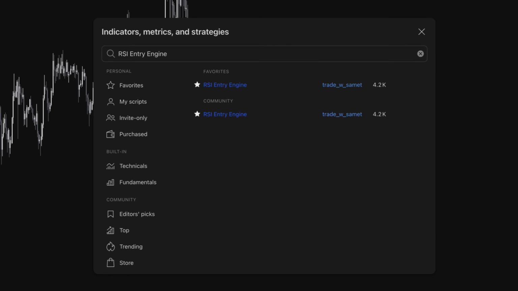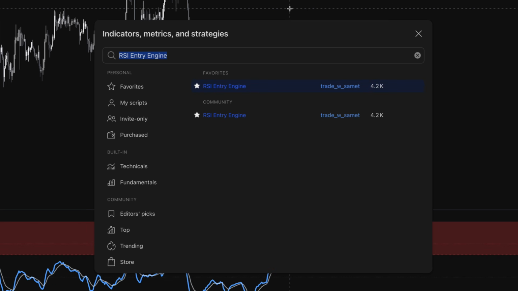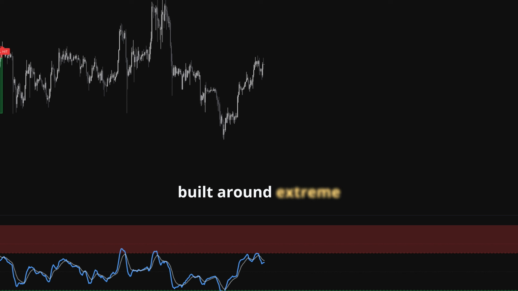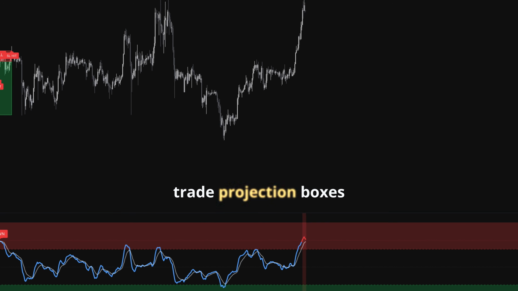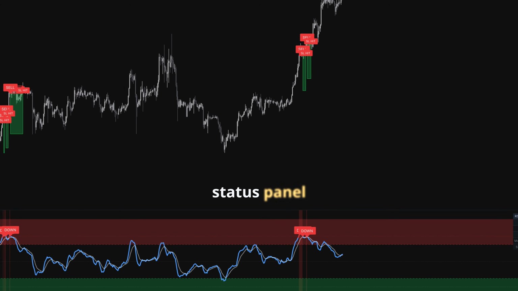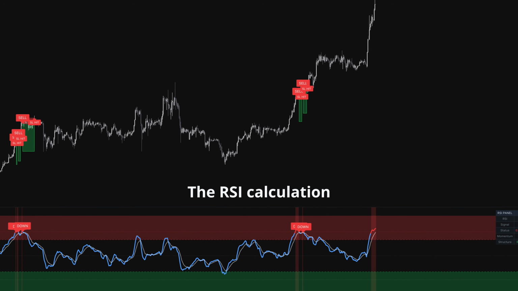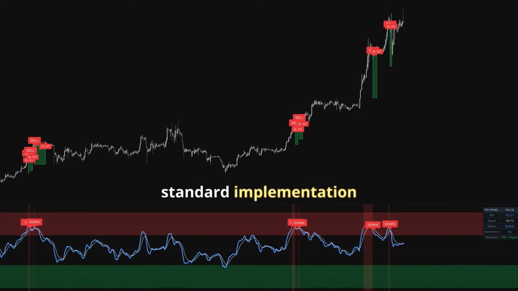The RSI entry engine, created by TradeWusamet, is a smoothed RSI system built around extreme zone reclaim signals, trade projection boxes, and a compact status panel.